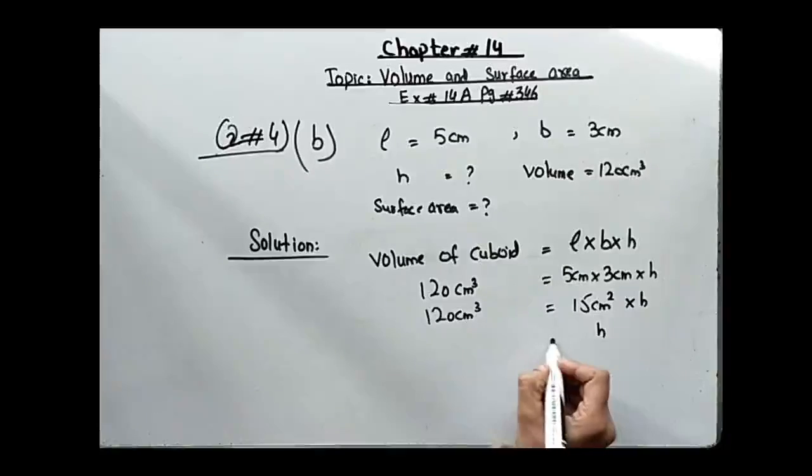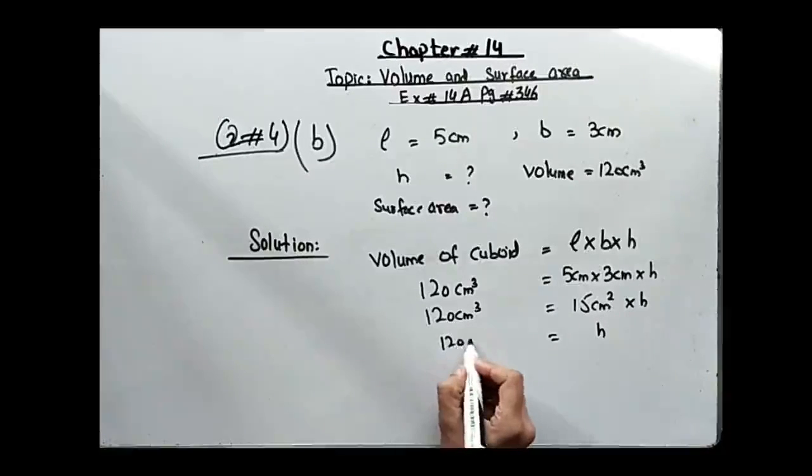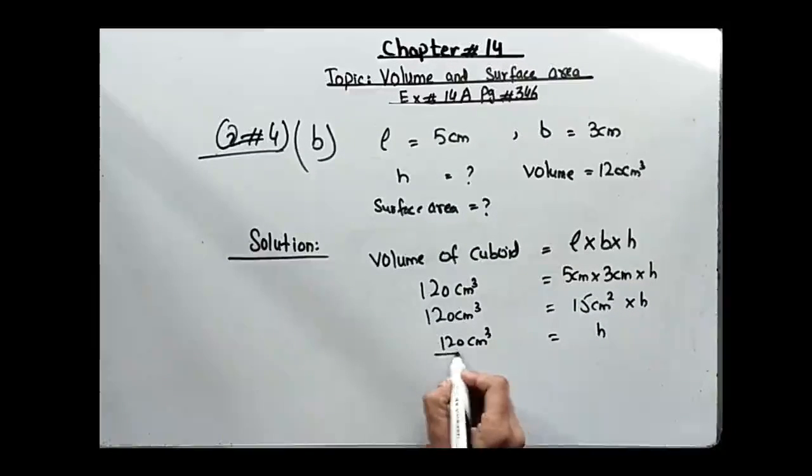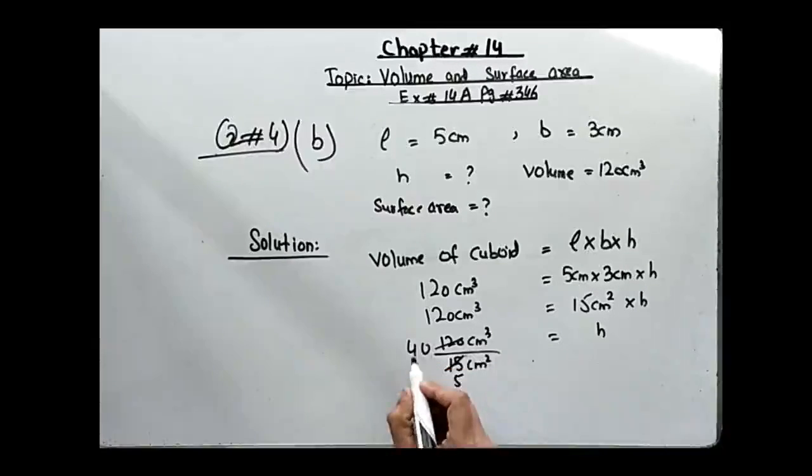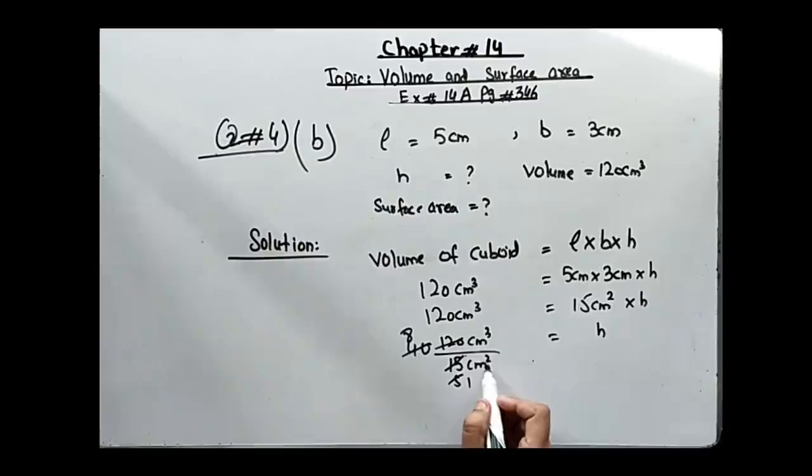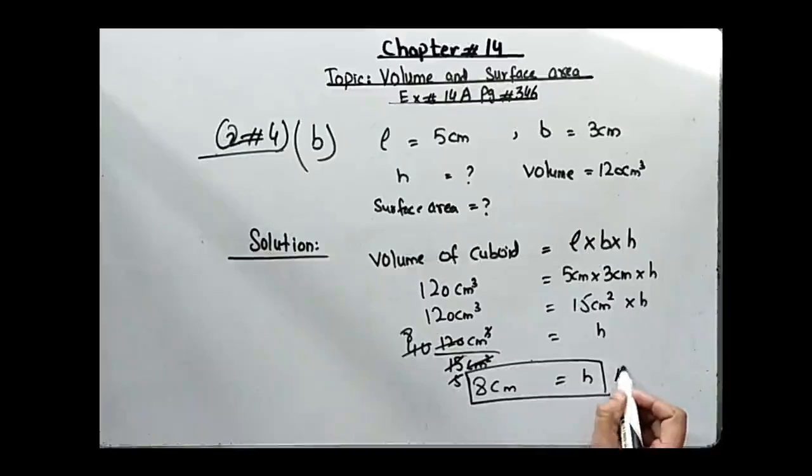So leave the h here. 15 centimeter square will move to the other side. So 3 5s are 15, 3 4s are 12 and 0. 5 1s are 5, 5 8s are 40. And in centimeter square, there are 2 centimeter in the denominator and there are 3 centimeter in the numerator. So 2 centimeter will cancel with the 2 centimeter, just 1 centimeter will be left. So 8 centimeter is equal to h. It means h is equal to 8 centimeter.